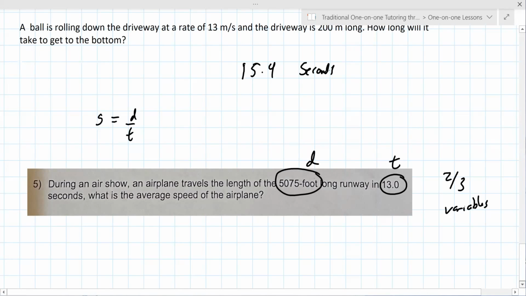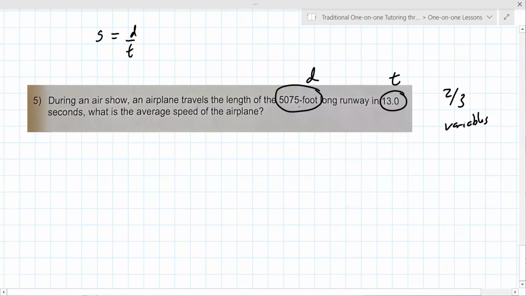Now, my question for you is, do you have the answers to these? Because I'd like to know if they end up converting this to meters. I do have the answers. So number five is 119 meters per second. Yeah, so notice they're giving this to you in the wrong units.